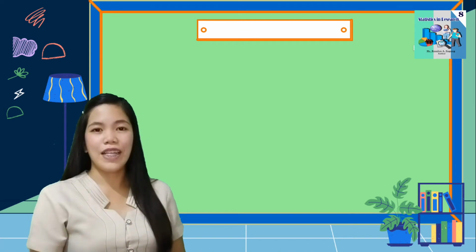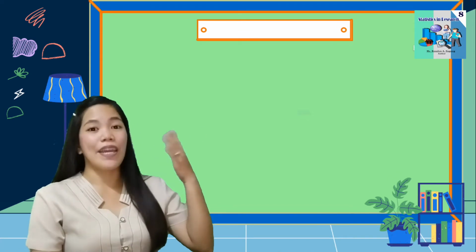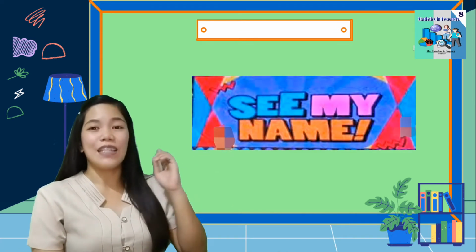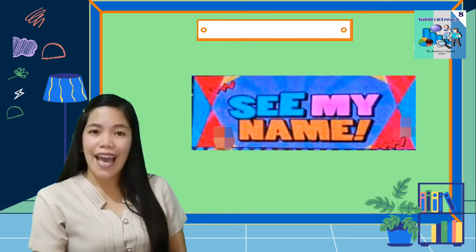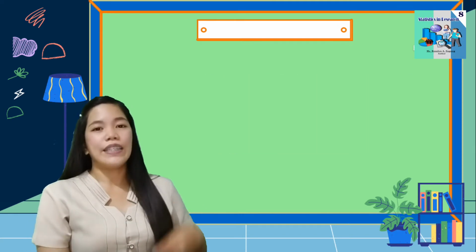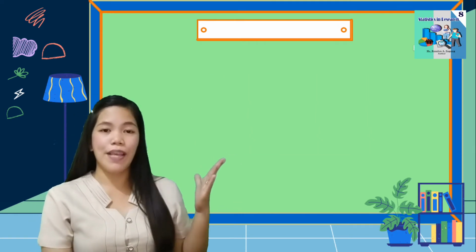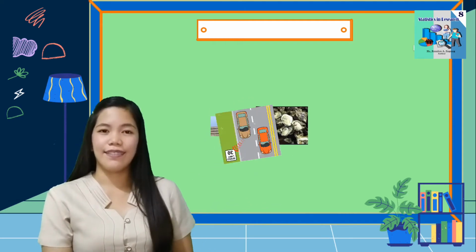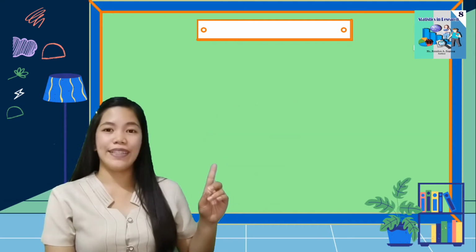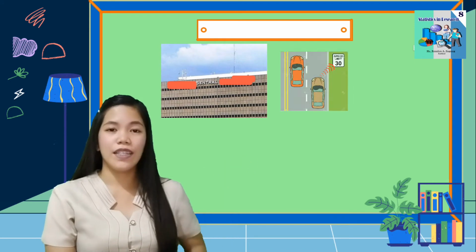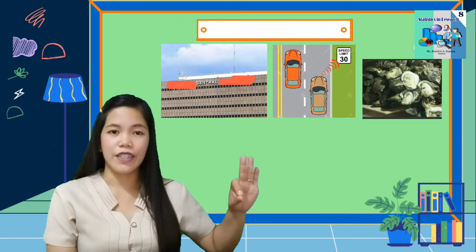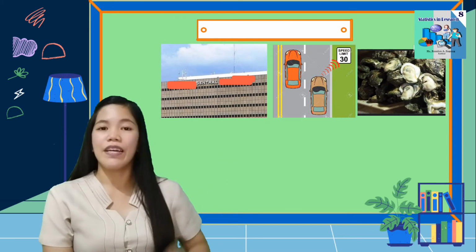Are you familiar with the game See My Name? If yes, then let's have a short game. So what are the mystery words behind the pictures? We have picture 1, picture 2, and picture 3. So we have 3 words.